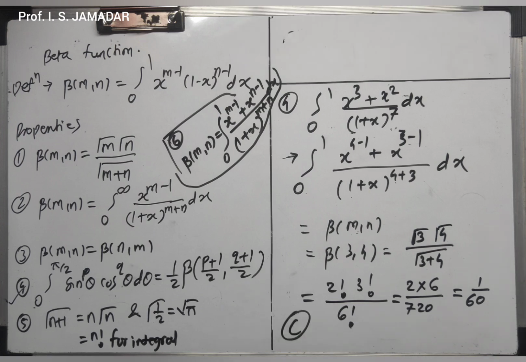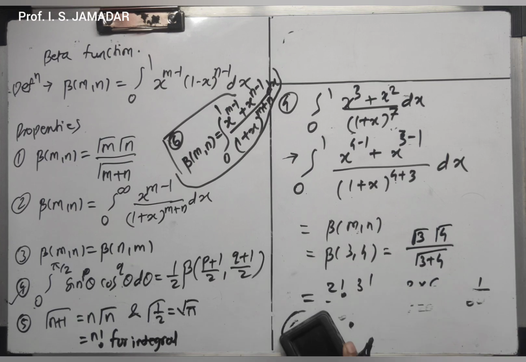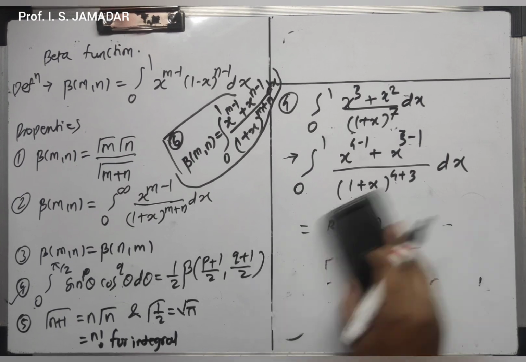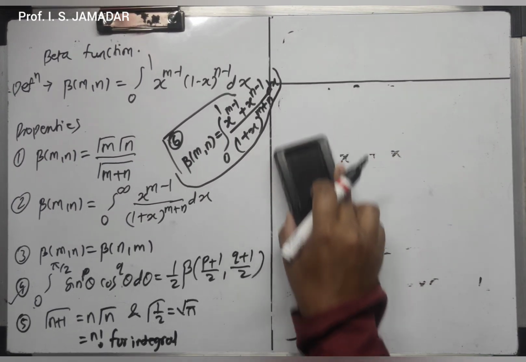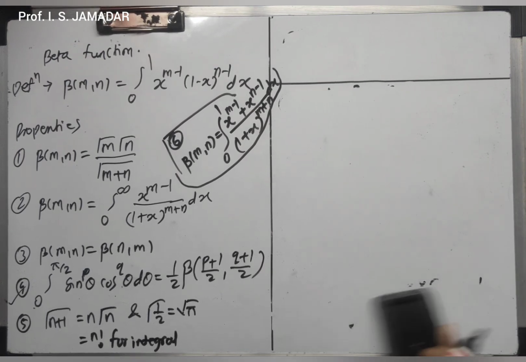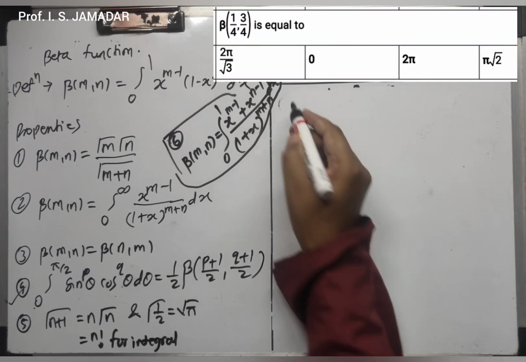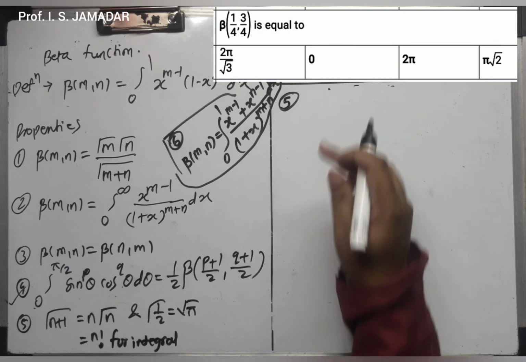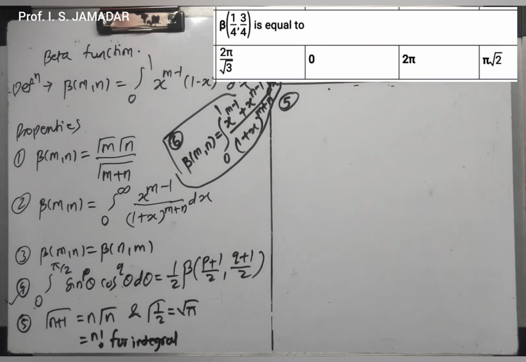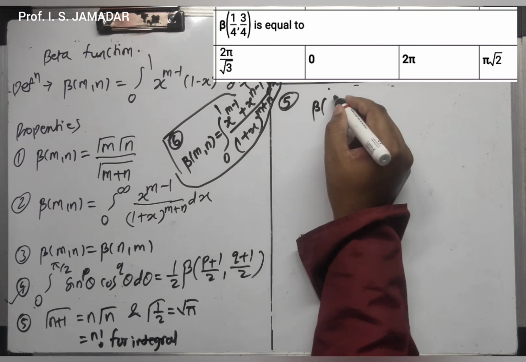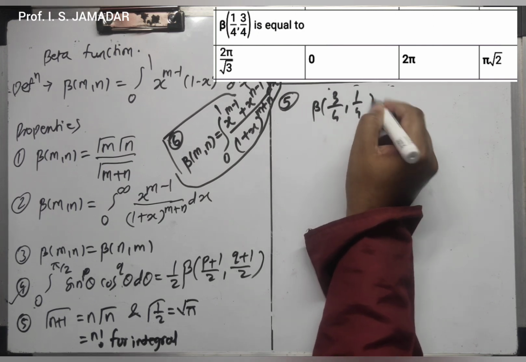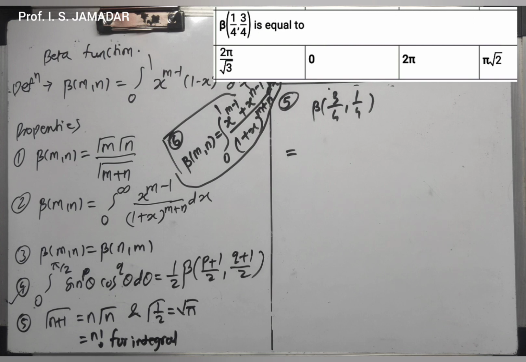Okay, this is question number 4. Now let us move to question number 5. What is question number 5? Beta of 3 by 4 comma 1 by 4 is equal to, that is simple. Use the relation between beta and gamma.